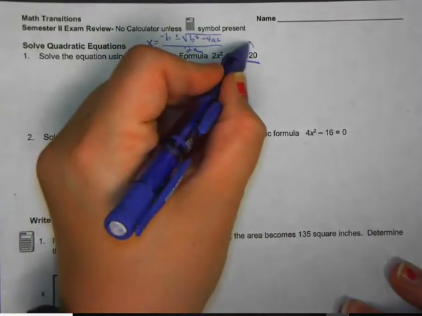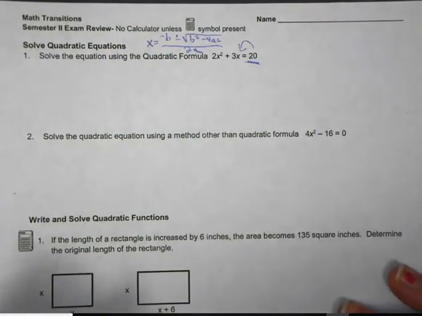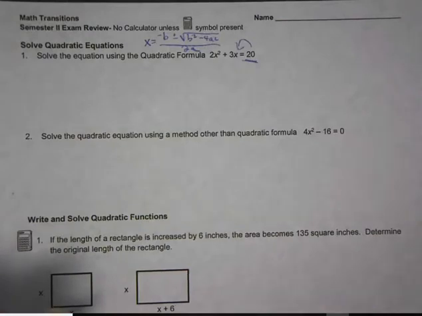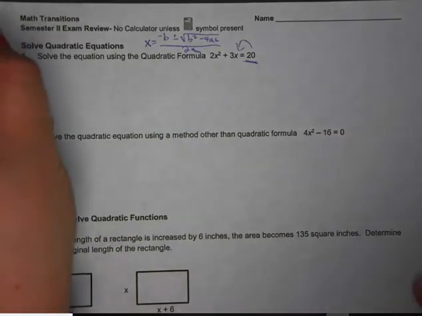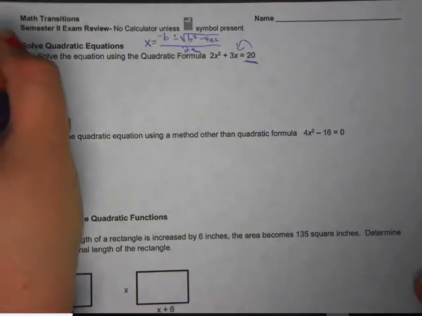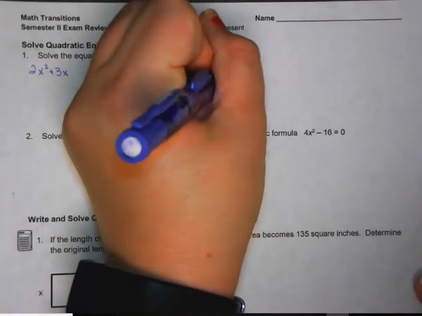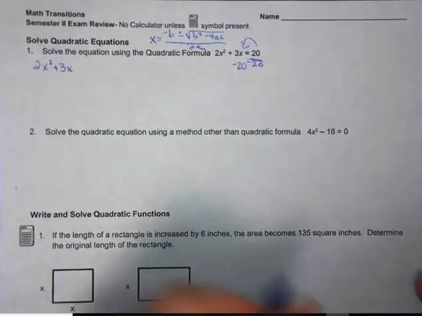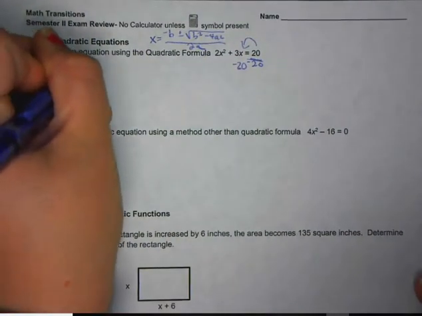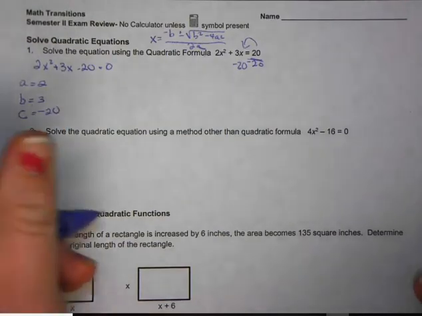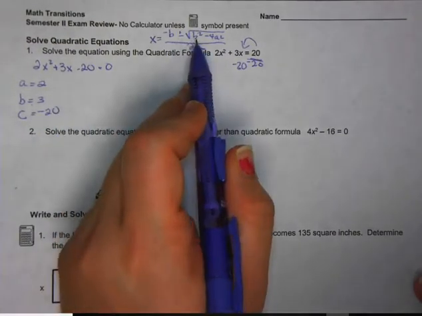I need to move that 20. And honestly, that's the biggest mistake people make, is they forget to move that 20 when they're doing this problem. So we're going to have 2x squared plus 3x. We're going to subtract 20 from both sides, so that way we can move it. Minus 20 equals 0. So that gives me an a of 2, a b of 3, and a c of negative 20. So we're going to take these and plug them back into this formula here.